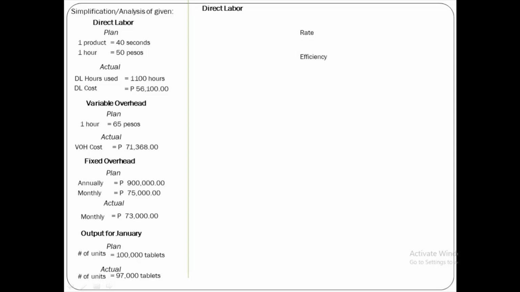Before we compute for the rate variance and the efficiency variance, we need to know what are the things that we need to compare, and that is the actual direct labor cost and the standard direct labor cost. So let's first start with the actual direct labor cost. To get that, we need to multiply actual hours with the actual rate, and then we're going to get the total cost. According to the problem, the actual hours is 1,100 hours, and the total cost that was incurred is 56,100. And in order to arrive at the actual rate, we need to divide 56,100 by 1,100, and that is 51 pesos.